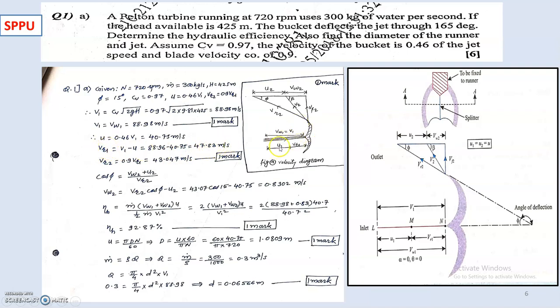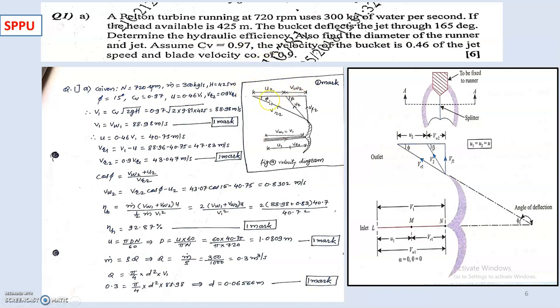If you get VR1 at inlet, you can correlate VR1 with respect to VR2, since the friction factor is mentioned as 0.9. So VR2 equal to 0.9 times VR1. So we get 43.047 meter per second. Now from outlet velocity triangle parameters, we have VR2 and phi. What we don't know here is Vw2. So how will you find out Vw2?